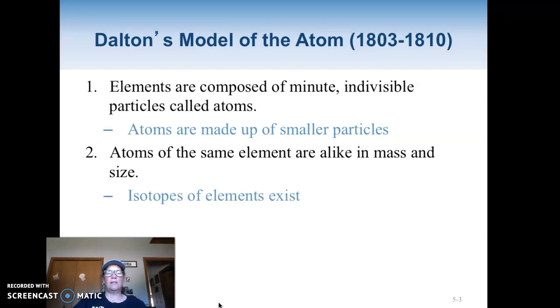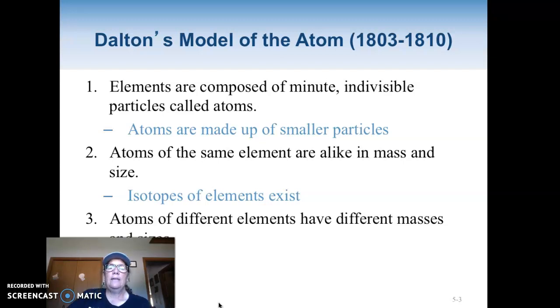I don't think we've talked about isotopes? Isotopes are a little bit heavier, a little bit lighter. But again, he is pretty spot on. And then what he said is atoms of different elements have different masses and sizes. So all the hydrogen atoms are similar to each other. They're the same. But if you compare a hydrogen atom to a helium atom, they're not the same. So he said if you have a different element, they have different masses and sizes.